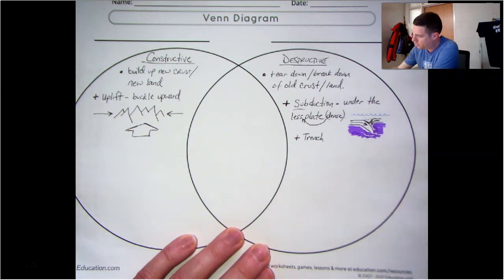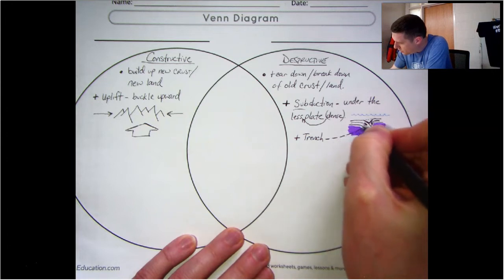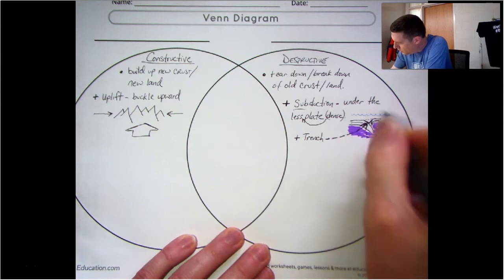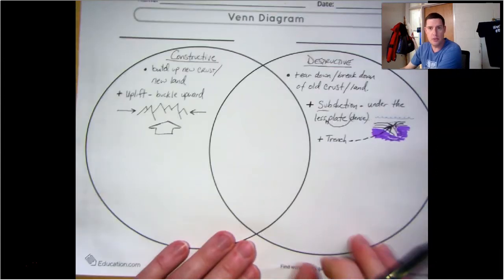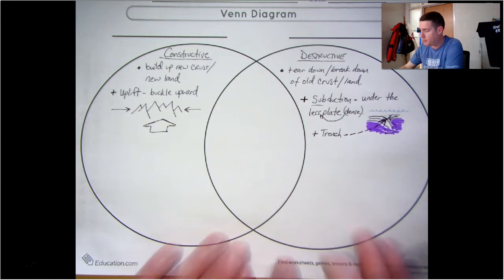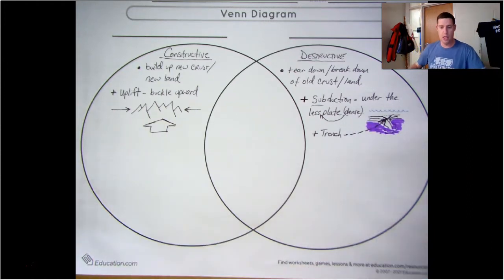That's a trench. Okay, so I'm going to draw an arrow to where this trench is. If you know where the trench is, you don't need to draw that arrow, but that's the trench, and that's where it's located. Okay, so we've got some things that are basically strictly constructive. We've got some things that are basically strictly destructive. But then in most cases, you're going to get a landform that will be the result of maybe some constructive and maybe some destructive.